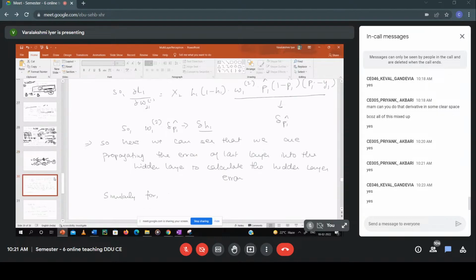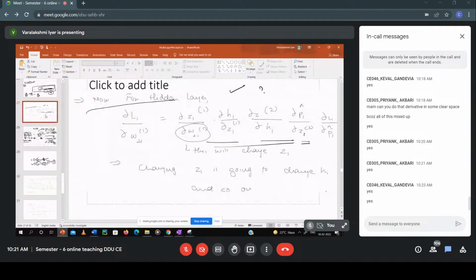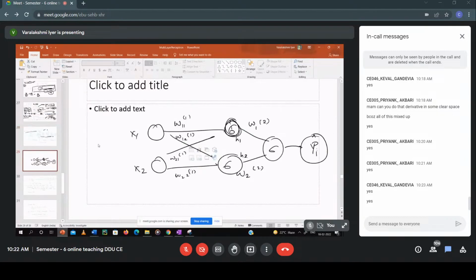Now our next target is to perform the same operation that we did in the case of the output layer. Now we have to calculate the weight associated with this particular hidden layer. This particular weight I want to calculate.